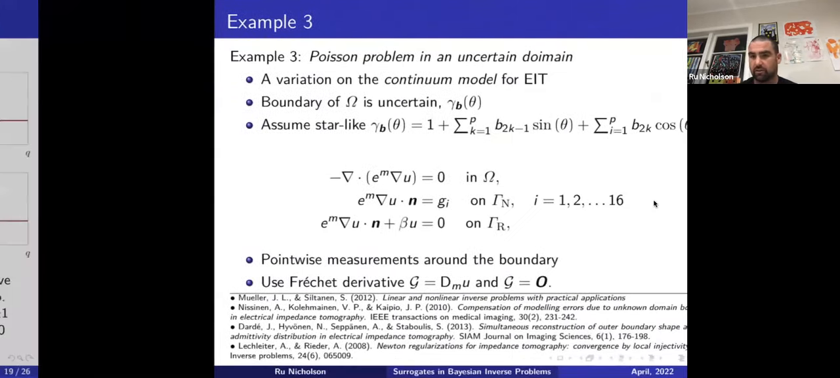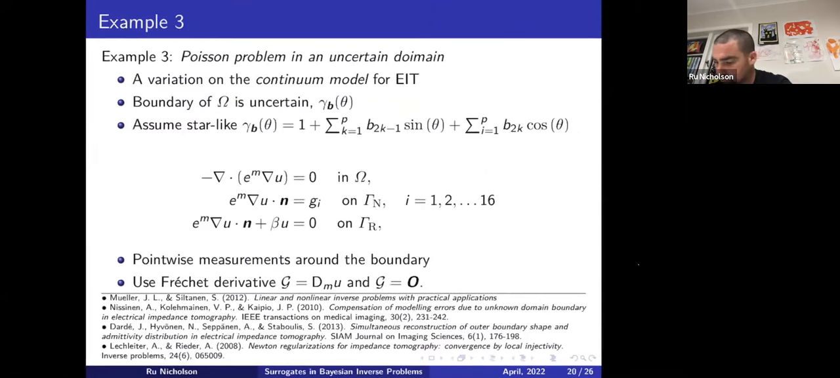Okay, and then the final example is loosely based on a variation of the continuum model for EIT. So we're going to consider the standard problem where the conductivity is unknown, and we're just ensuring it's positive by using the exponential mapping. But we're also going to assume that the boundary of the domain is unknown, but not of interest. We're just interested in the internal conductivity.